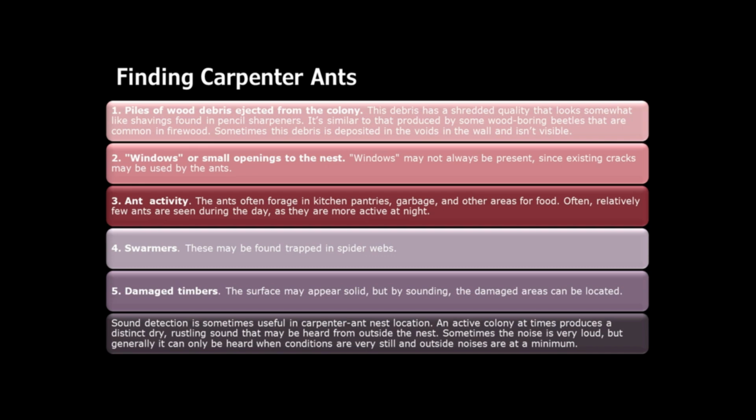Sound detection is sometimes useful in carpenter ant nest location. An active colony at times produces a distinct, dry, rustling sound that may be heard from outside the nest. Sometimes the noise is very loud, but generally it can only be heard when conditions are very still and outside noises are at a minimum.